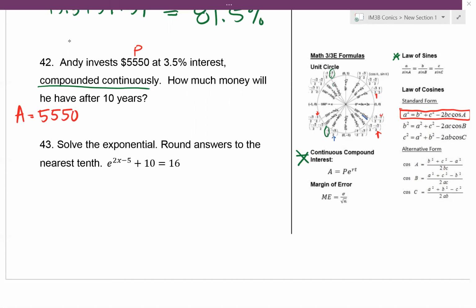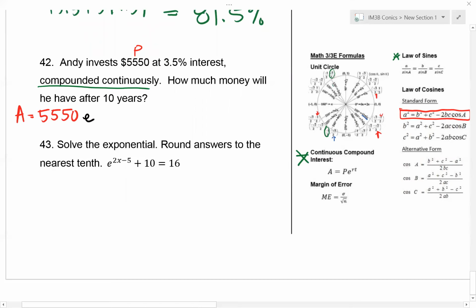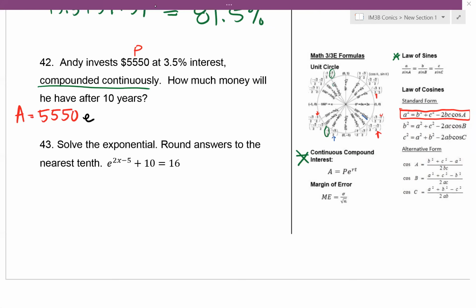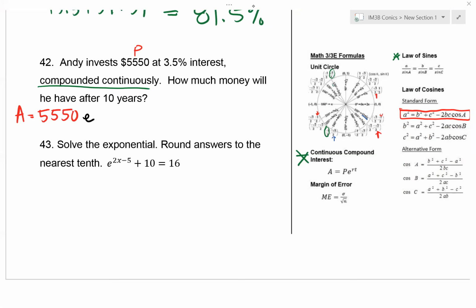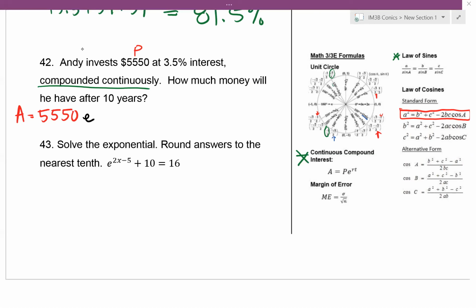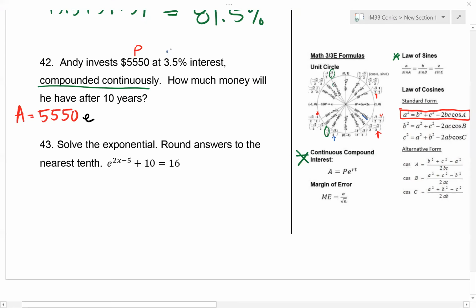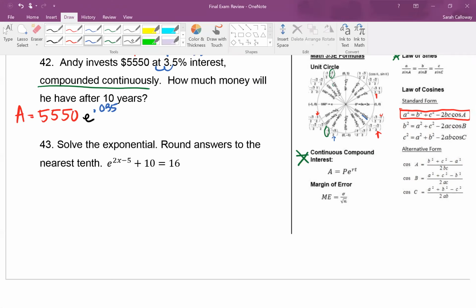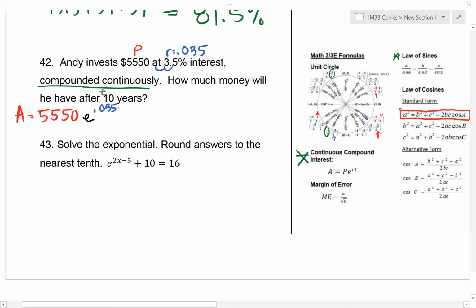E is, remember, a button on our calculator. The rate is the interest rate. We have to write it as a decimal. And so in this case, R is going to be equal to 0.035. And then time is in years, so times 10. So we're just straight calculating this into our calculator.